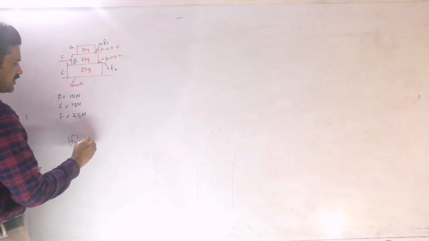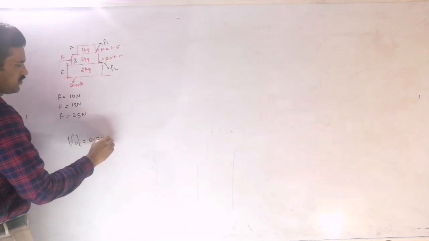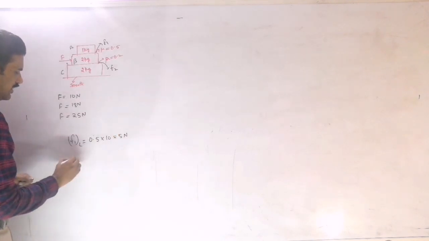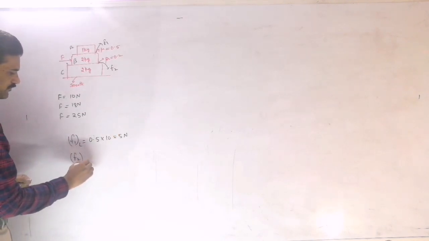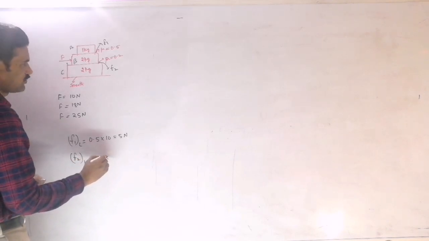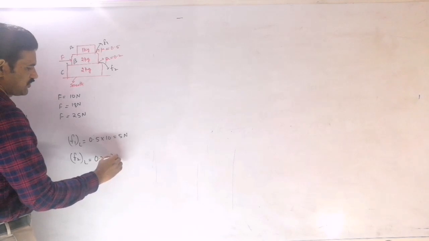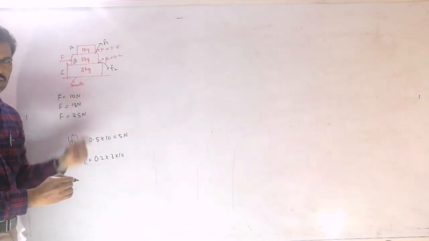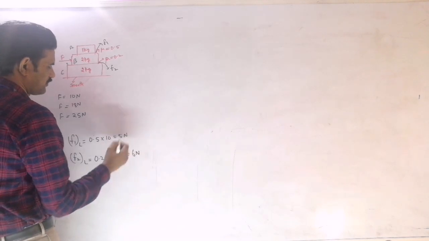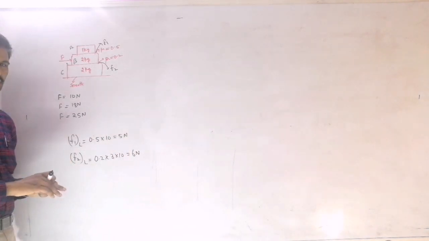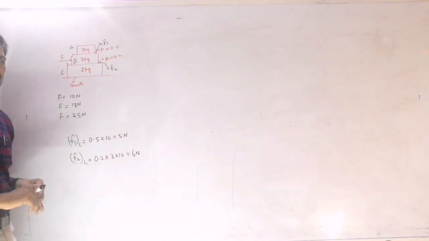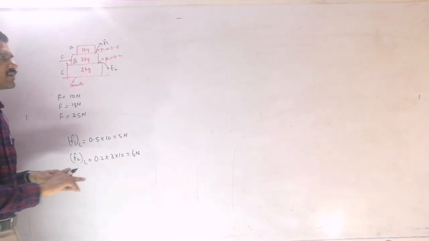F1 limiting is 0.5 into 1 into 10, so it is 5 newtons. And F2 limiting is 0.2 into 3 into 10, that means 0.2 into (2 plus 1) into 10, and so it is 6 newtons, right? Next, I am finding the maximum possible acceleration of the 1 kg block A and the 2 kg block C.